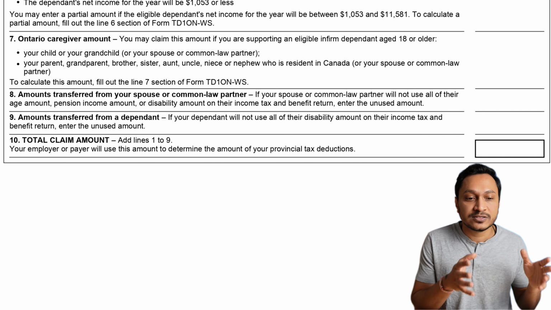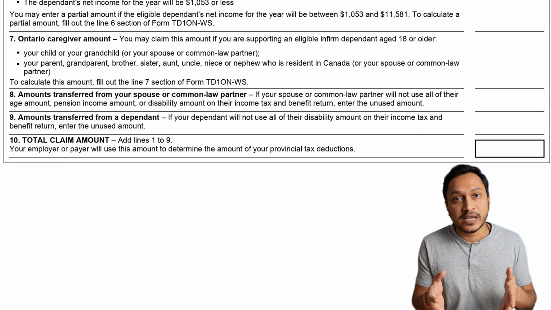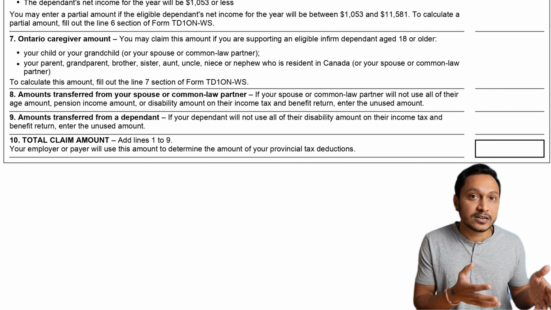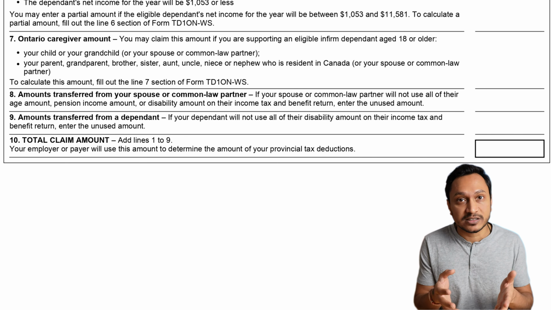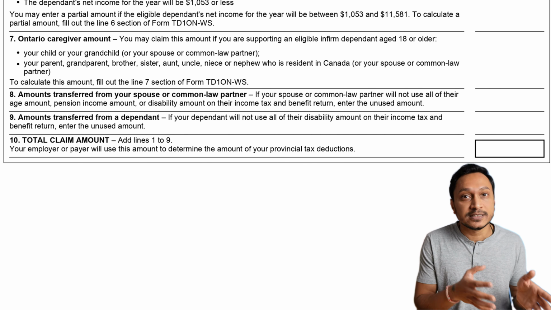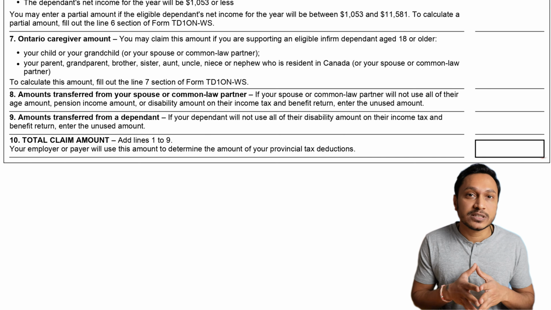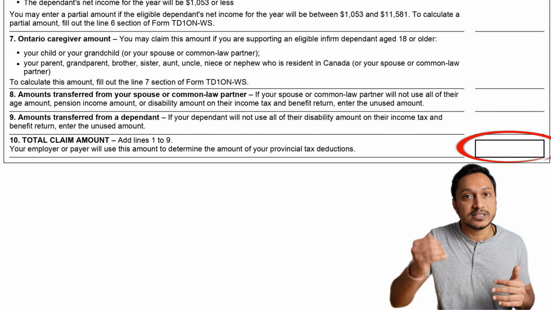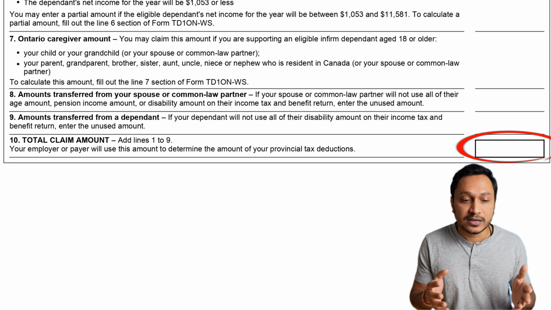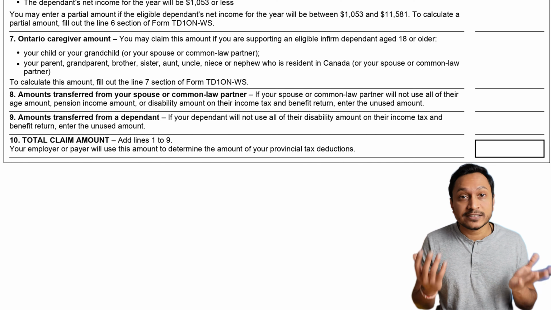Box number 9 is amount transferred from a dependent. Same thing, but with the dependent: if they are entitled to certain credits and they do not have the necessary income, you can use that unused credit in your TD1 form. And finally, box number 10 is the total amount. So calculate everything from 1 to 9 and add the final value in the total claim amount. Now let's go to the next page.